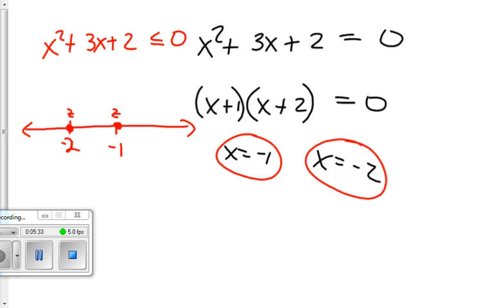All right, so now, is it in between? Is it outside? Is it both outside and in between? That can happen sometimes too. Or sometimes the answer to these is all real numbers. Sometimes only one number works.